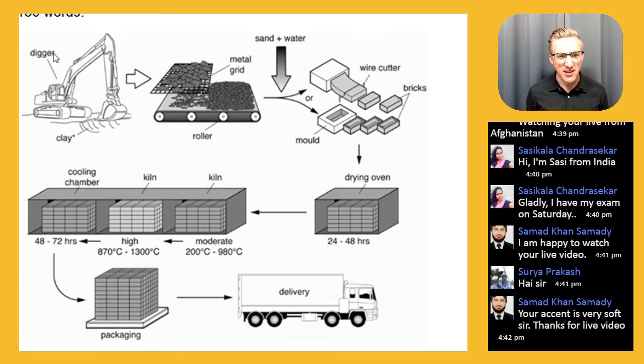We've got the digger, which is this machine, and we've got the clay, okay, which is a kind of dirt. All right. Now it moves on to a metal grid and a roller here, okay. Sand and water, okay, we combine it with sand and water, and then it either goes to a wire cutter or to a mold. So it appears there's two ways to handle this particular step, through wire cutter or through a mold. Okay, and that is where we've got the bricks.